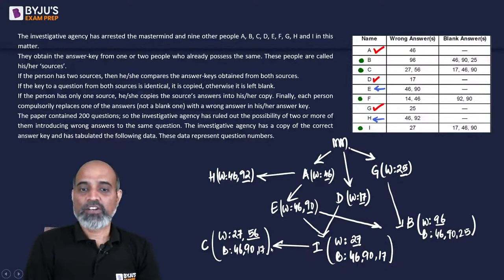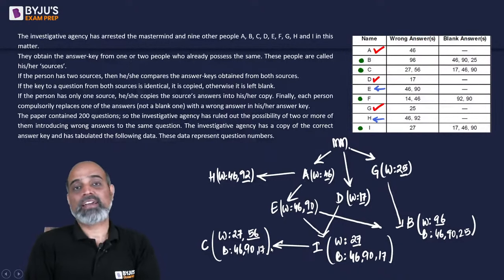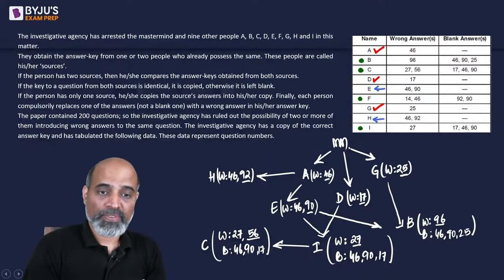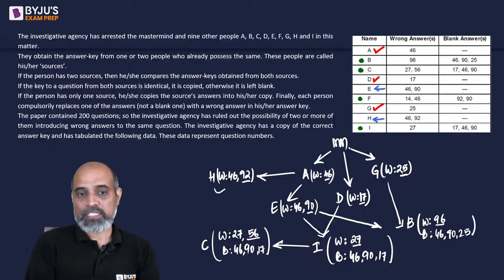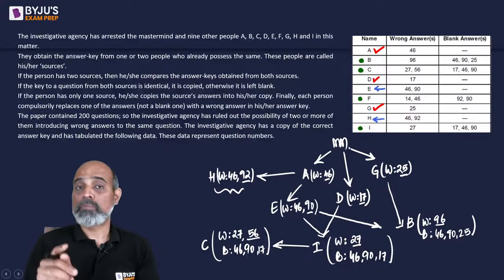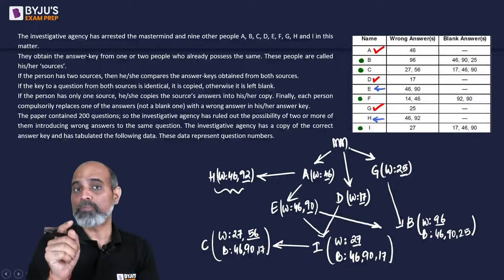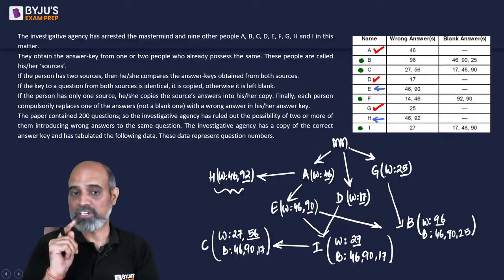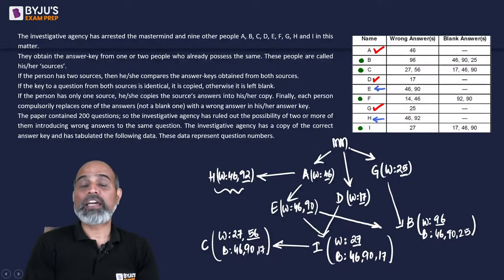Let's go to F now. F needs 14, 46, two mistakes, and 92 and 90. These two are blank answers. Okay. So 46 and 92 we see at H. So somebody is going to copy from H. He is going to make mistakes at 46 and 92. Wrong answer 46, 92 both should be visible. But 92 becomes a blank answer.